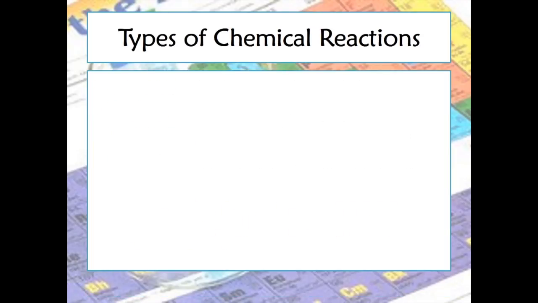Not all chemical reactions involve the combination of two substances to form a new substance. This certainly wasn't the case with the elephant toothpaste, where the hydrogen peroxide broke down into water and oxygen. There are actually 5 types of chemical reactions that can occur.